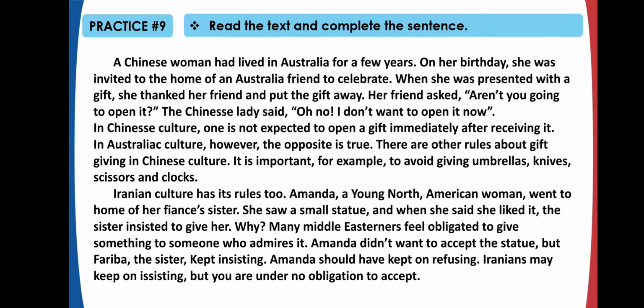Amanda, a young North American woman, went to the home of her fiance's sister. She saw a small statue, and when she said she liked it, the sister insisted on giving it to her. Why? Many Middle Easterners feel obligated to give something to someone who admires it. Amanda didn't want to accept the statue, but Fariba, the sister, kept insisting. Amanda should have kept on refusing. Iranians may keep on insisting, but you are under no obligation to accept.